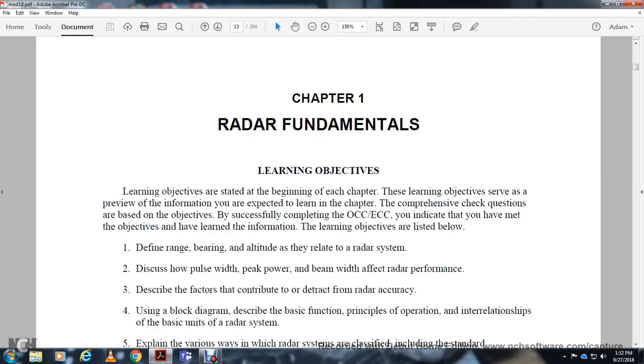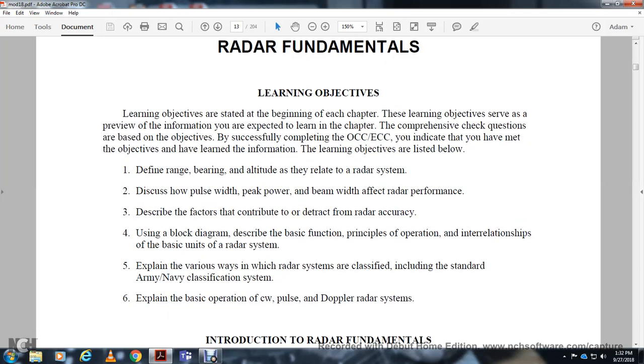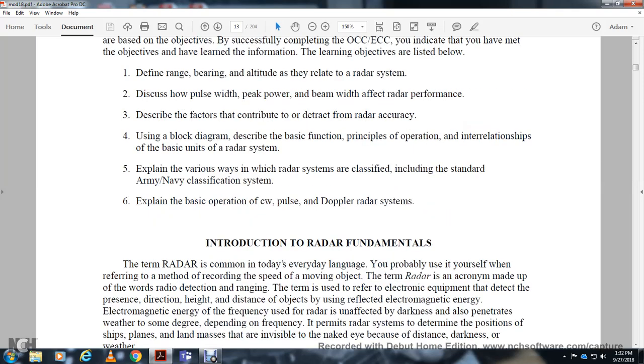The learning objectives are listed below. Define range, bearing, and altitude as they relate to the radar system. Discuss how pulse width, peak power, and beam width affect radar performance. Discuss the factors contributing to radar accuracy. Use a block diagram to describe the basic function, principle of operation, and relationship of the basic units of the radar system. Explain various ways in which radar systems are classified, including standard Army-Navy classifications. Explain the basic operation of continuous-wave, pulse, and Doppler radar systems.